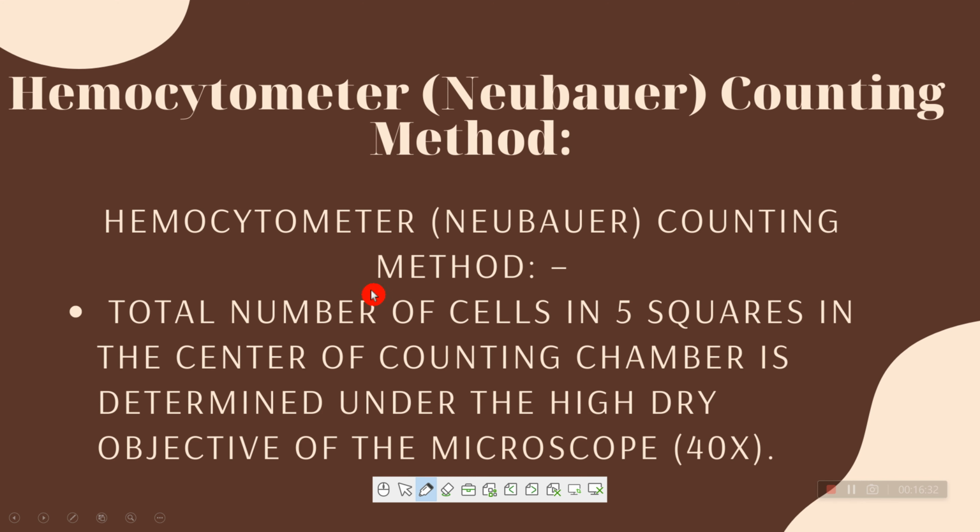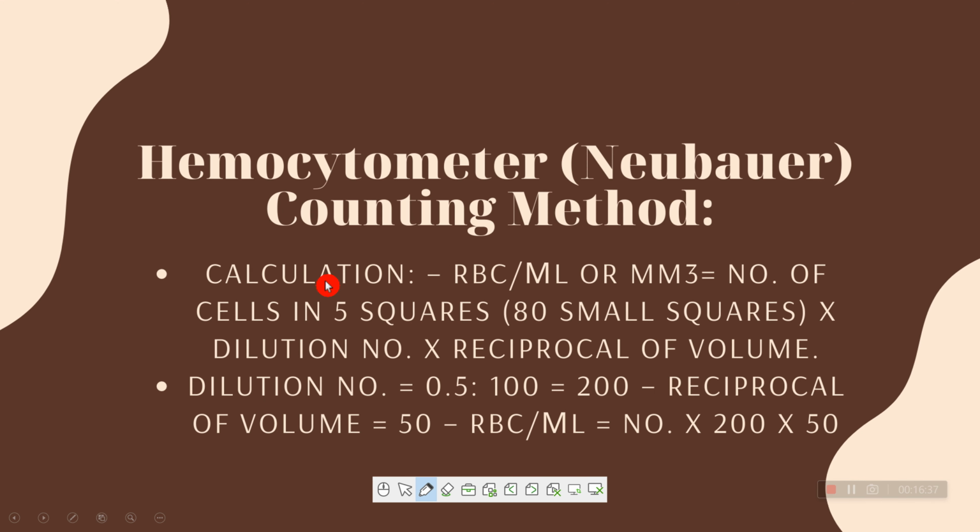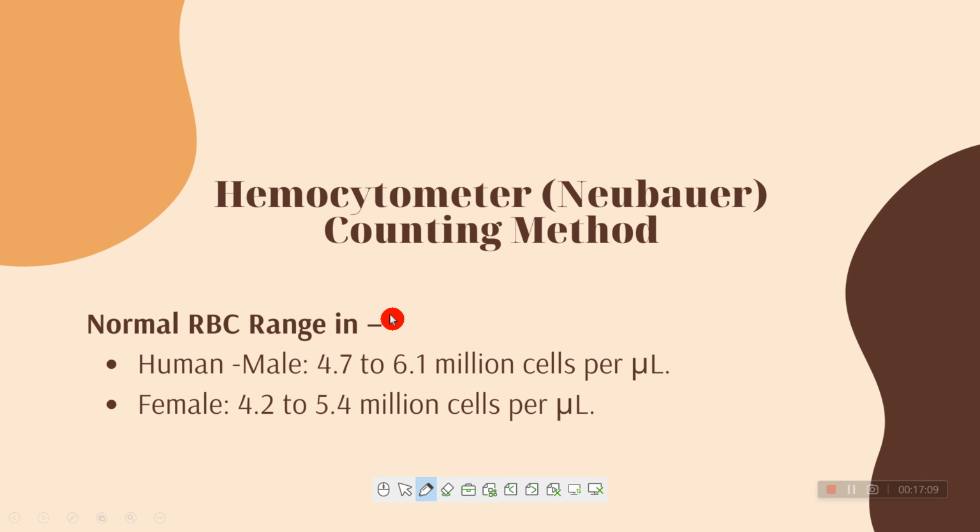The total number of cells in 5 squares in the center of the counting chamber is determined under the high power objective of the microscope. Then whatever observation we have, we put it in the formula: the count of RBCs equals the number of cells in 5 squares into dilution number into the reciprocal of the volume. We put the observed values into this formula, and thereby we get the total amount of erythrocytes in our blood.